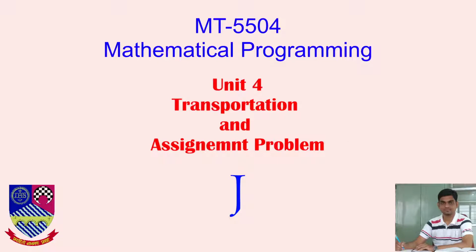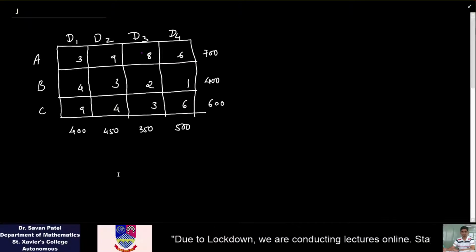Here, I am posing one problem, as given in this situation. It is quite similar to the situation we used in the previous problem. Here we have three sources from where we have to transport to destinations D1, D2, D3 and D4. Here the transportation cost is already given.